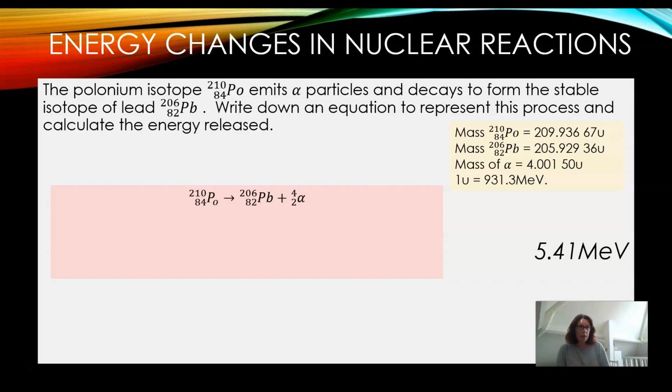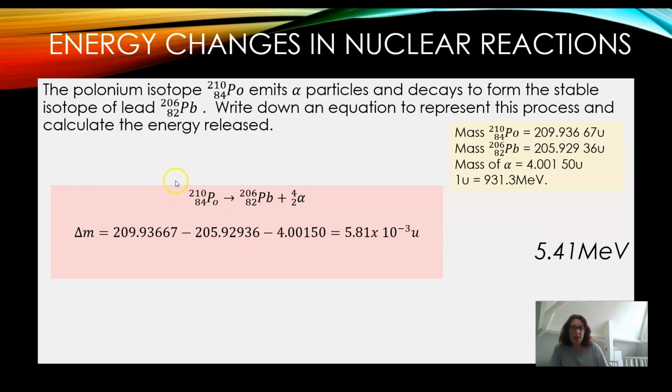So let's have a look at this mass. The change in mass would be the mass of the polonium. So I've put that in. I'm going to leave everything in U now. So I've just written that number in there. Notice the number of significant figures. You need a lot of significant figures because the changes in mass are so small.